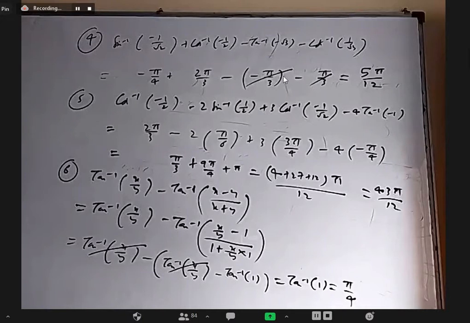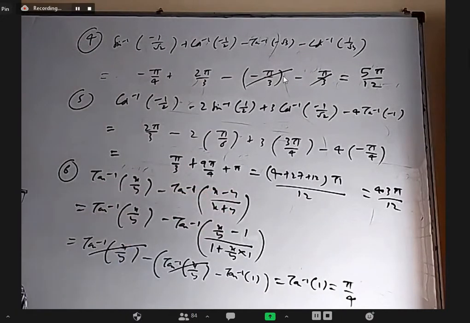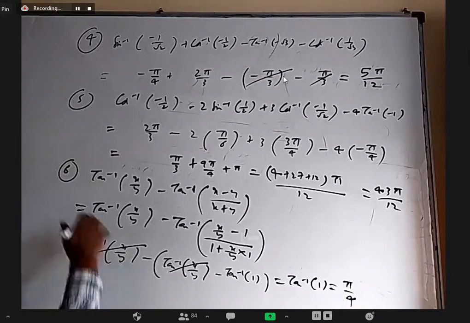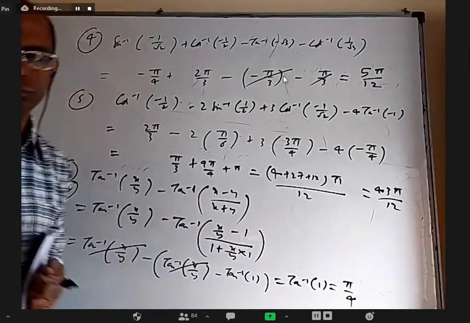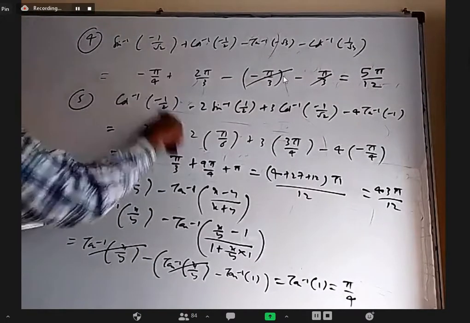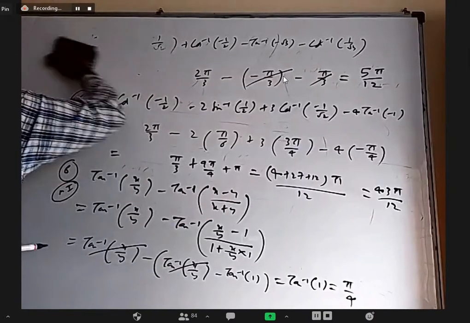If you don't want to do it this way, you have to take this whole thing as A, this whole thing as B, and use tan inverse A minus B by 1 plus AB and simplify. It will come. Okay, so first of all, 4 and 5 are very easy because it is just finding the values and recognizing the principal values.